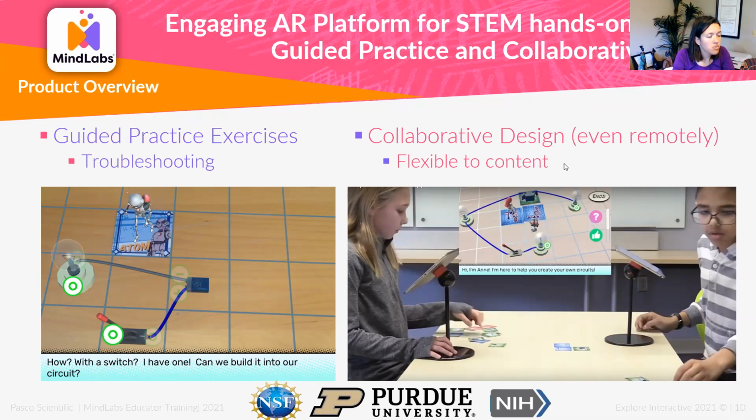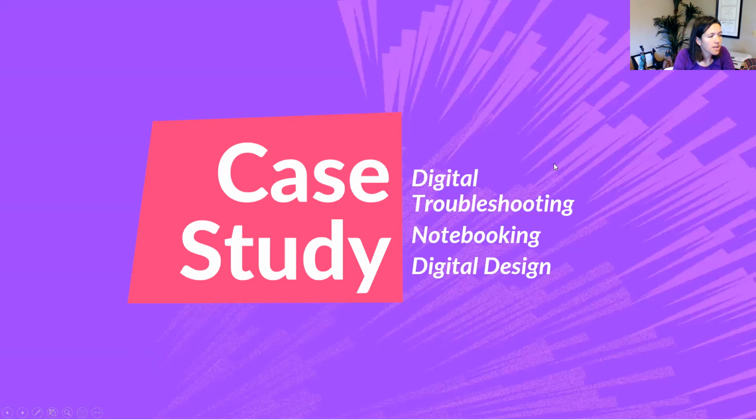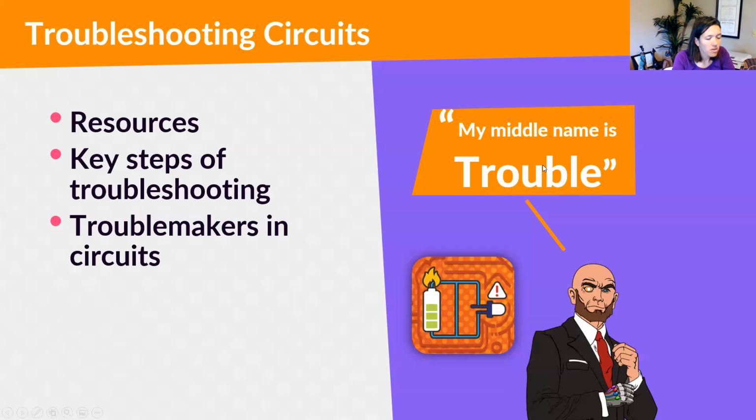I want to move next to actually getting to look at it. We're going to look at using the app to do troubleshooting, how this integrates with some other key classroom objectives like literacy with notebooking, and then the digital design piece as well. One of our tenets that we rely on in the app is called troubleshooting. What I wanted to do with that is give you a quick introduction of what we mean by troubleshooting, and then look at what creates trouble in the circuits.